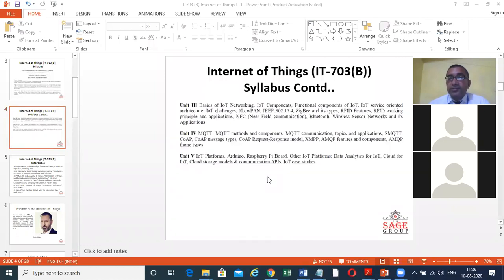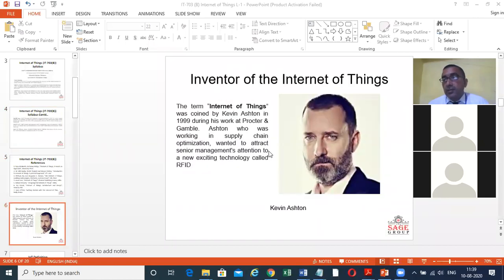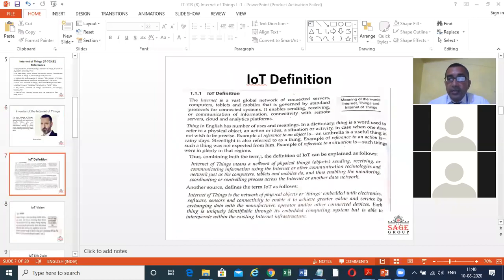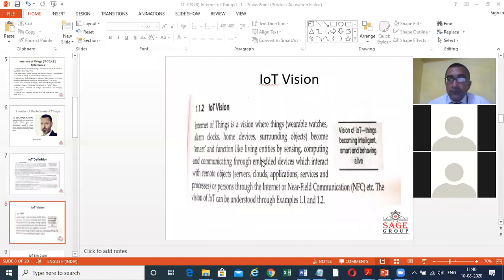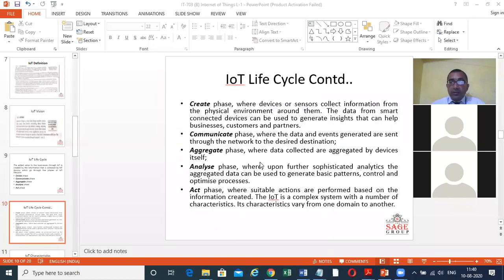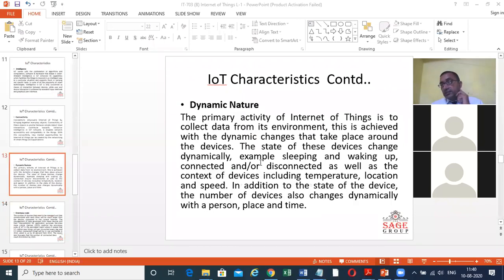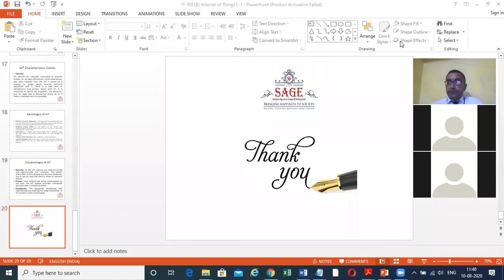Next, the syllabus. We have discussed the syllabus, which is divided into 5 units. Next are the references, and then we discussed the inventor of the IoT, Kevin Ashton, 1999. Then we discussed the definitions of IoT, the internet, these two definitions, and the vision. We discussed the IoT life cycle and the IoT characteristics. We discussed the advantages and disadvantages of the IoT. Okay, this we discussed here.